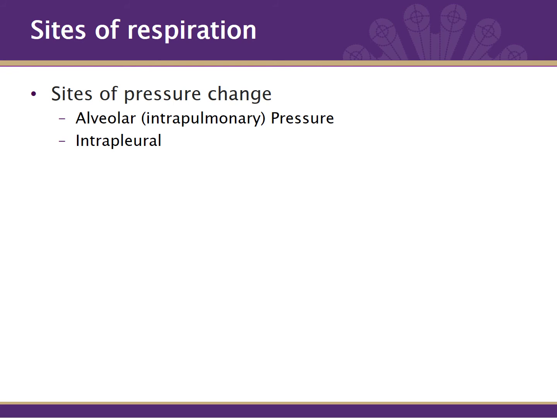Intrapleural pressure is the pressure within the two pleural layers. Pressure drops during inspiration as the parietal pleura is pulled away and creates a space. This is a negative drop in pressure again. It drops from 4 to 6 millimeters of mercury. This will lead to the exchange of air.